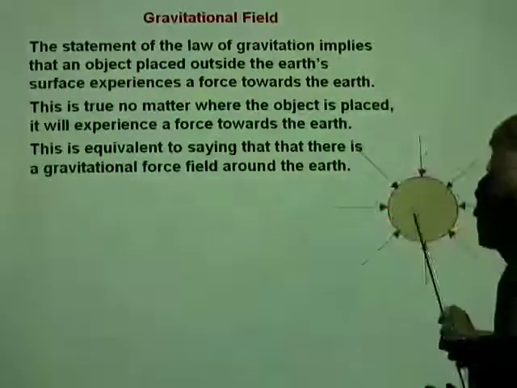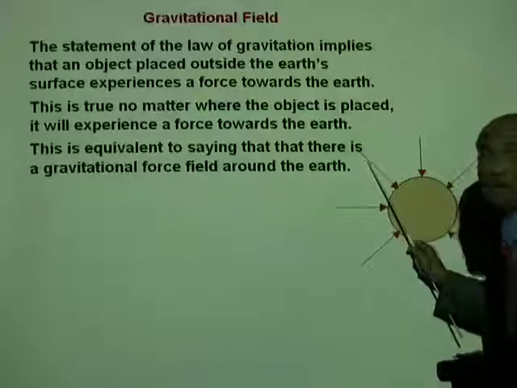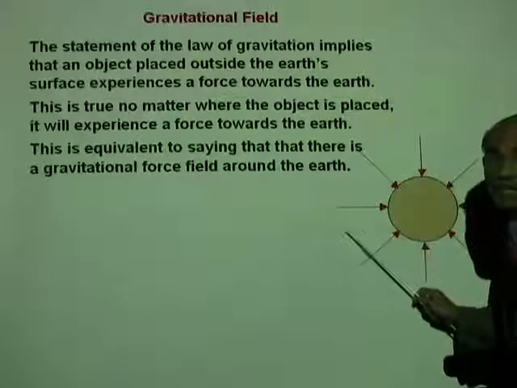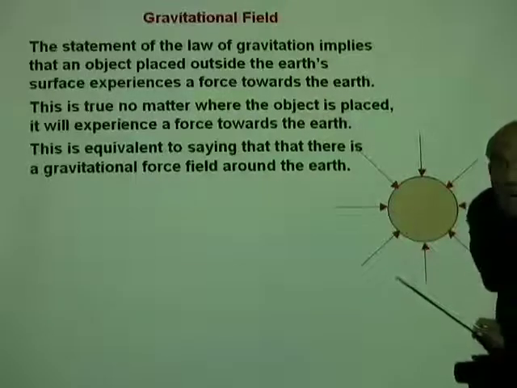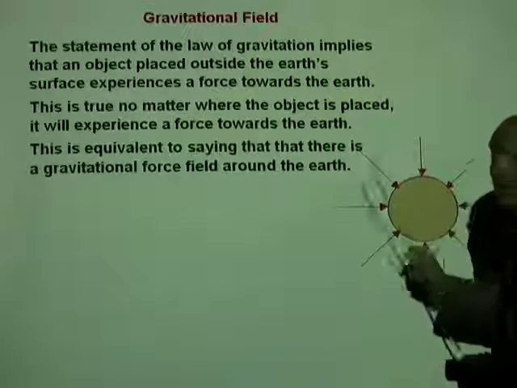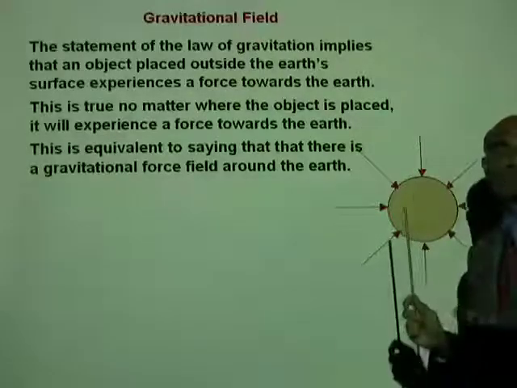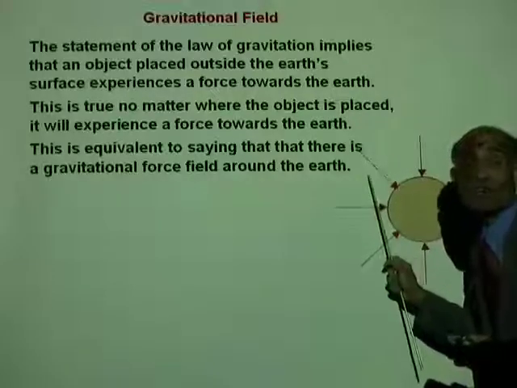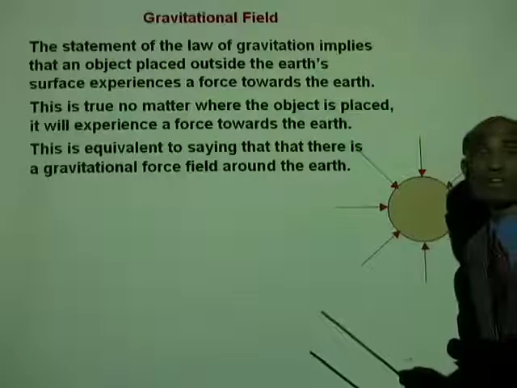Now, here is the Earth. I have used arrows to represent this. If I keep an object here, it will fall towards the Earth. If I keep an object over here, it will fall towards the Earth. That means the space surrounding the Earth where the Earth exerts a force on other objects is the gravitational field of the Earth.